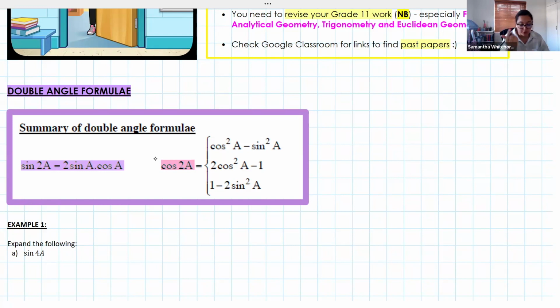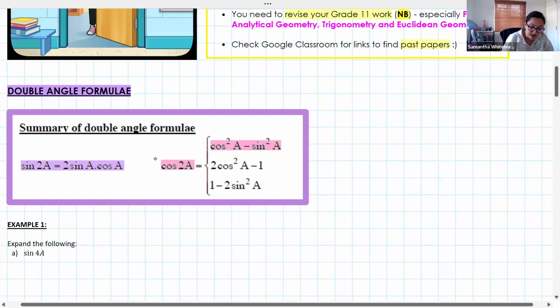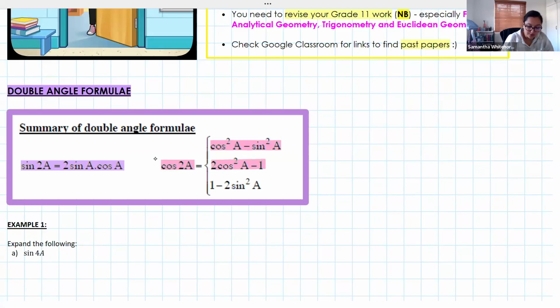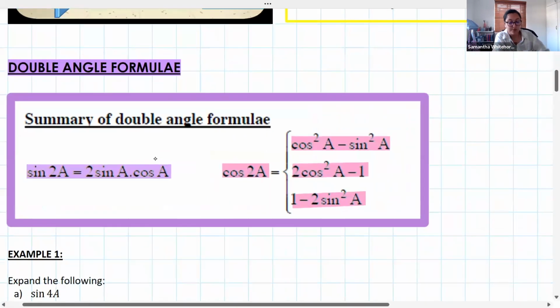But there are 3 options available to you. So it's either cos squared of the angle minus sine squared of the angle, 2 cos squared of the angle minus 1, or 1 minus 2 sine squared of the angle. Any of those 3 will work for a cos double angle. It all sort of goes back to that square or Pythagoras identity that we worked with way back in like grade 10.